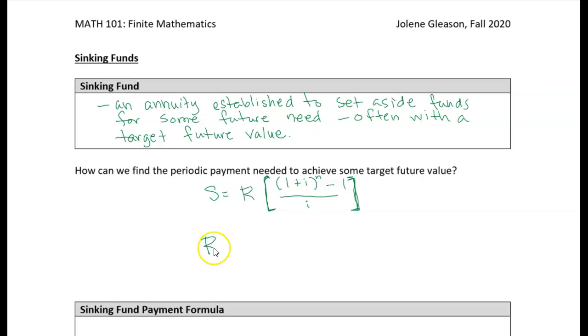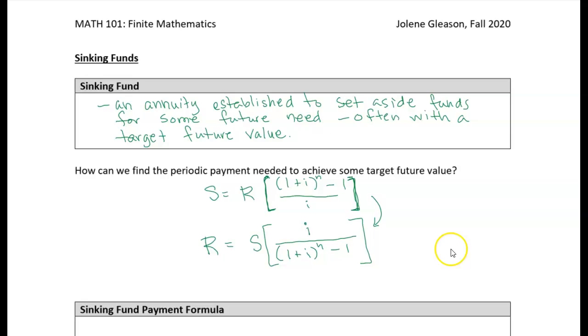So if I want to solve for R, I can multiply both sides by the reciprocal of it. I'm going to make this a little neater. What I end up with is I over the quantity 1 plus I to the n, minus 1. All I'm doing is multiplying both sides by the reciprocal to go from one to the other. So you can see the thing in brackets is just flipped upside down. That's the reciprocal. So that's our formula. That's it.